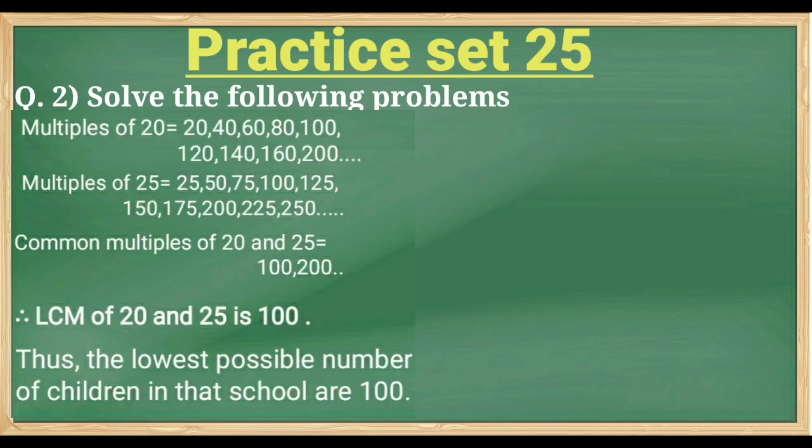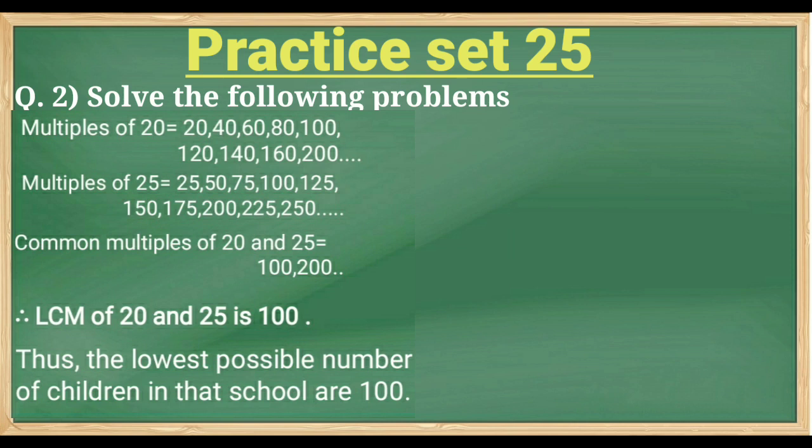Now, to get the lowest possible number of children in that school, we'll have to find out the LCM of the numbers 20 and 25. So, we start by noting down the multiples of 20 and 25. The common multiples are 100, 200.